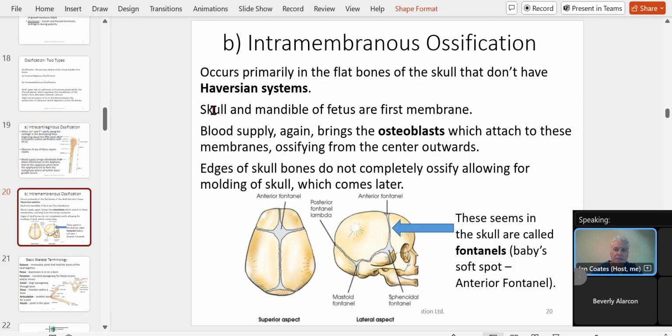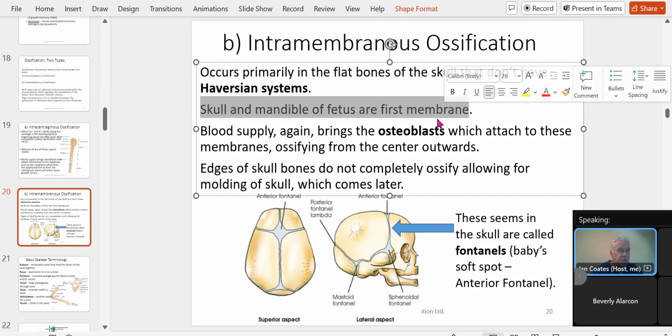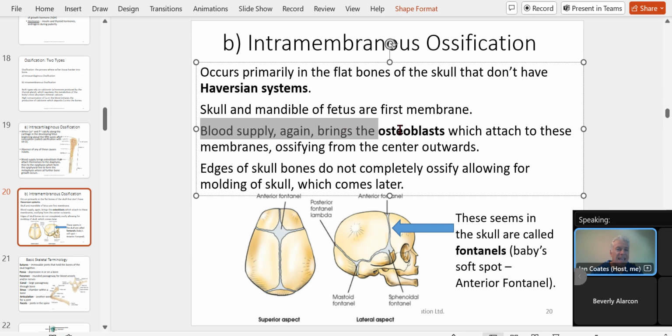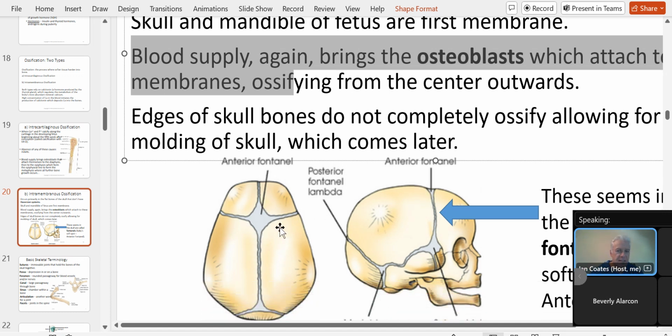The skull and mandible in the fetus are first membrane. That's how these ones work. Blood supply again brings osteoblasts, which attach themselves to these membranes, and they ossify from the center outward. You see? Ossification occurs from the center outward. Then these will eventually harden up like they have in my old person head here. But as a child, they're not 100% hard.